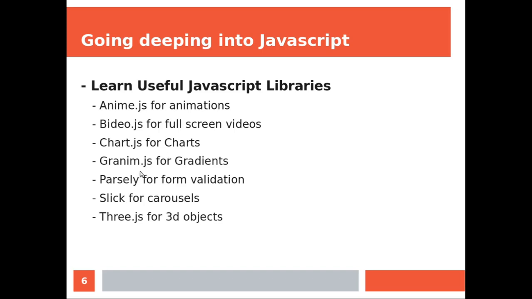Charts if you want to do really cool interactive charts, Grandom to make really neat looking gradients and interactive gradients, Parsley for form validation, so that means making sure that your forms do what they need to do and go where they need to go. Slick for carousels, okay, carousels are always a big deal. And Three.js for 3D objects, just another way to add some pizzazz to your website, or if you're making browser games. So you can really extend your JavaScript knowledge and literally you could spend a lifetime learning all the nooks and crannies in the JavaScript world.